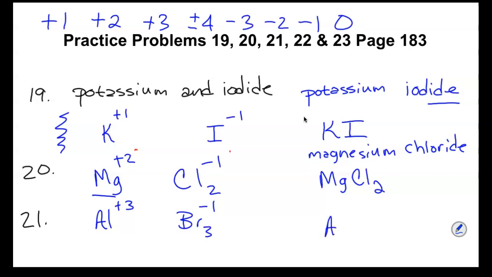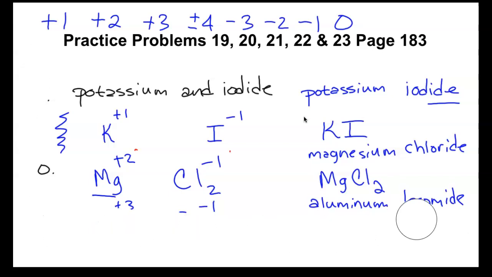So my formula is going to be AlBr3. Be very careful with the size of your letters. Remember, in chemical symbols, the first letter is capitalized, the second letter is lowercase. Okay, and then I'm going to call this aluminum bromine. Okay, we've got 2 problems left to do.